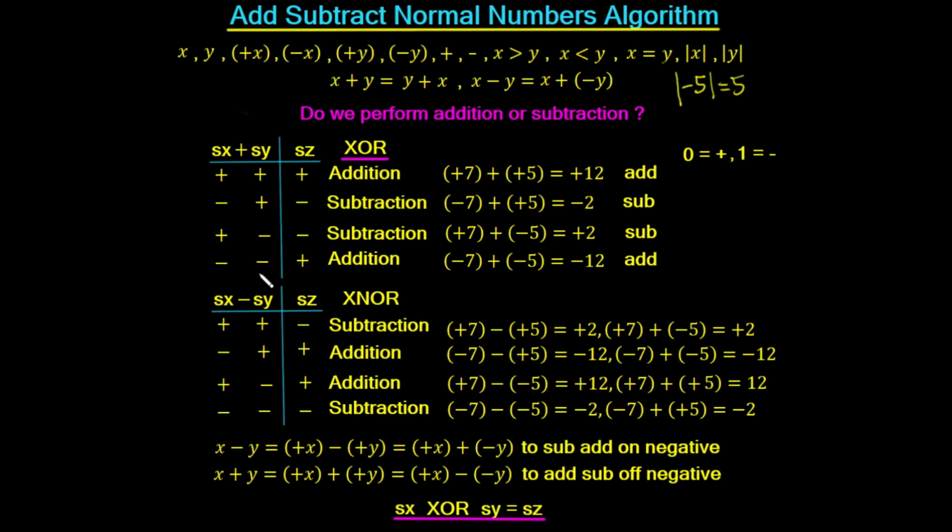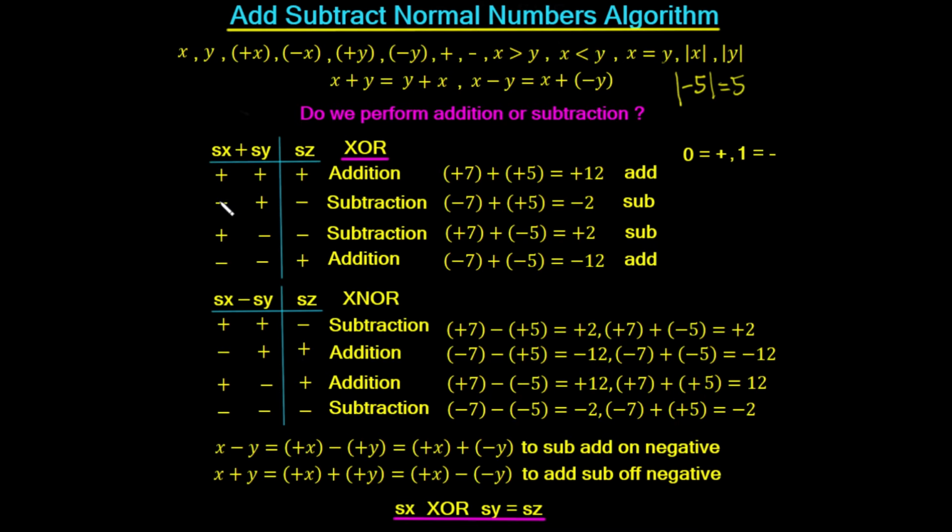Now if we look at the bottom one here, if we had minus 7 plus minus 5, then that's going to give us a value of minus 12. So you can see here that the magnitude of this answer is the same as the magnitude of that answer. So whenever we have added together two negative numbers, we perform the addition algorithm.